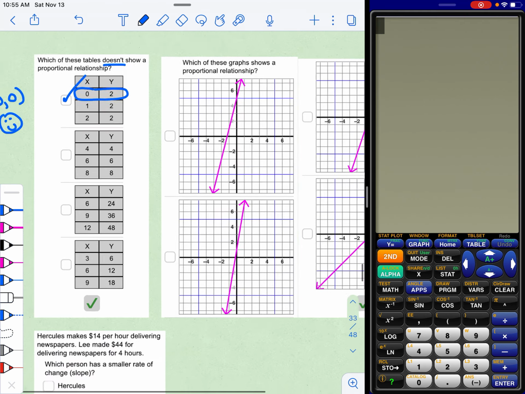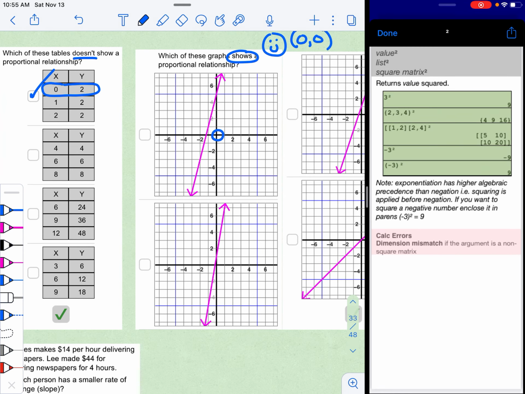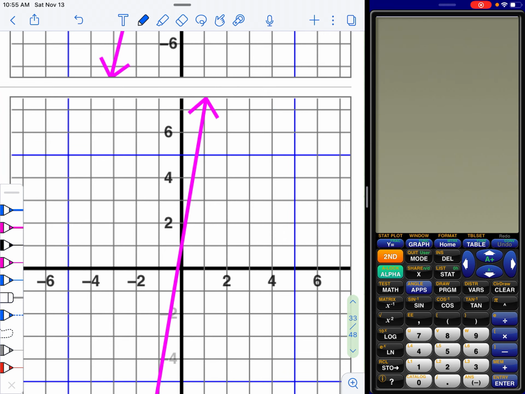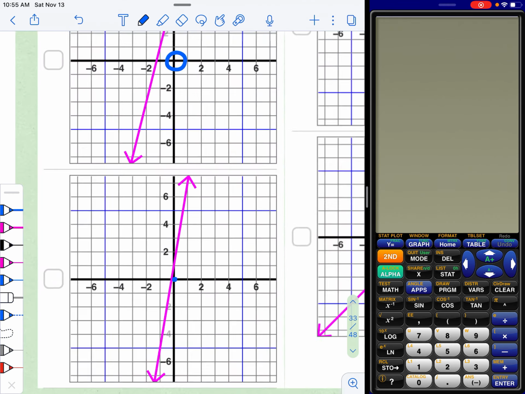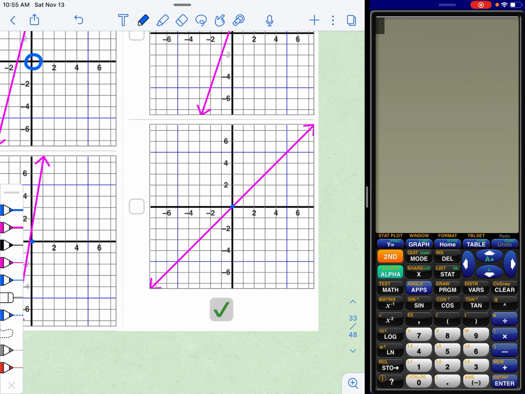Now let's move on. Which of these graphs shows a proportional relationship? Something I'm looking for is 0, 0. This is 0, 0, and the pink line just barely misses it. This is 0, 0. That pink line is on it for sure. There is my choice.